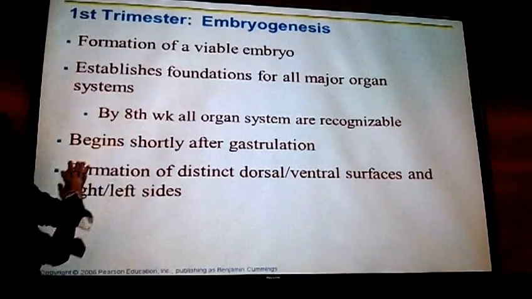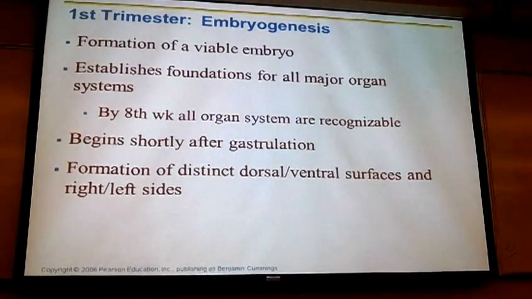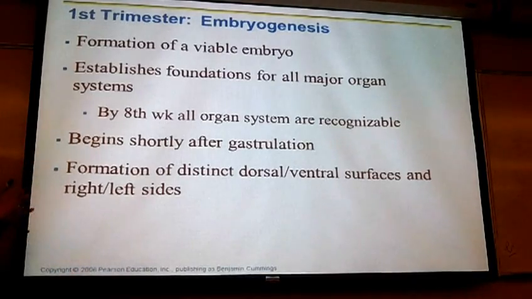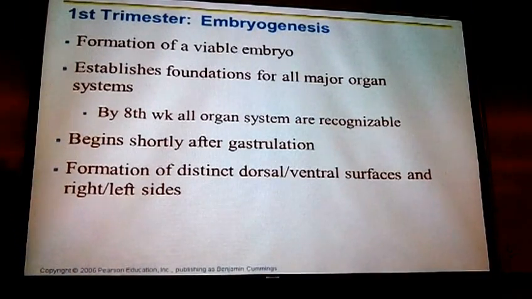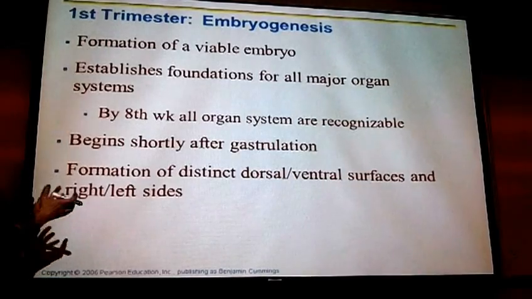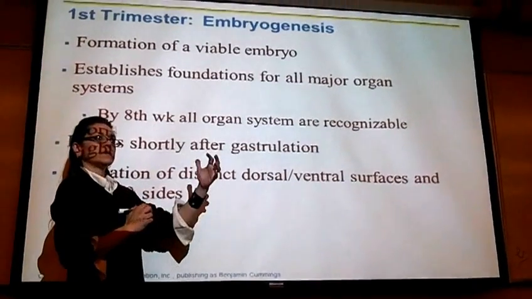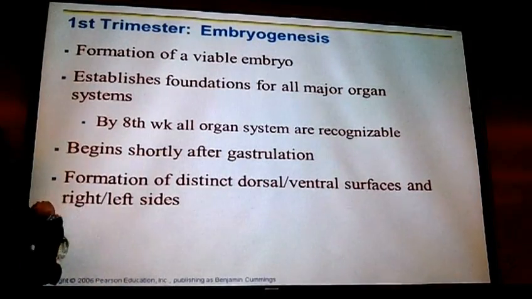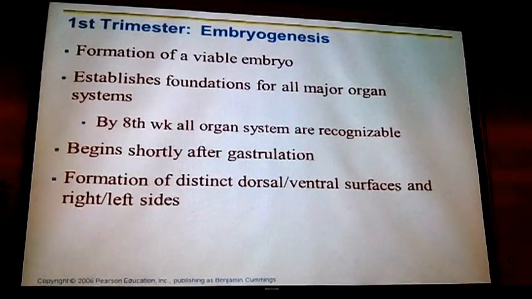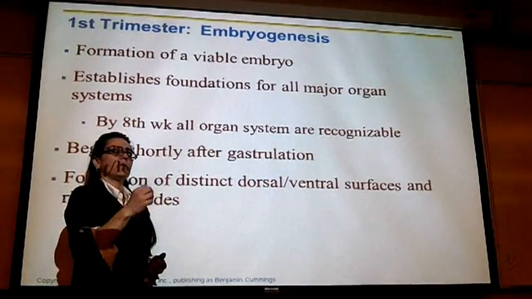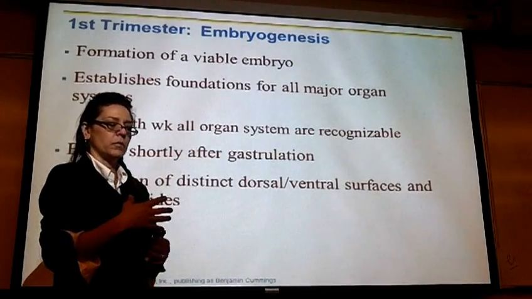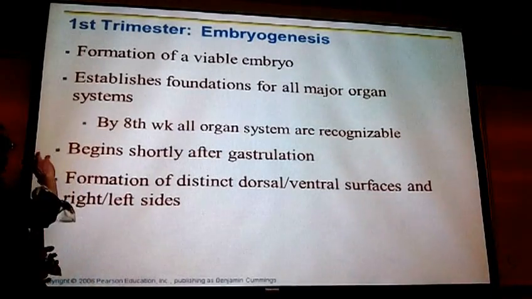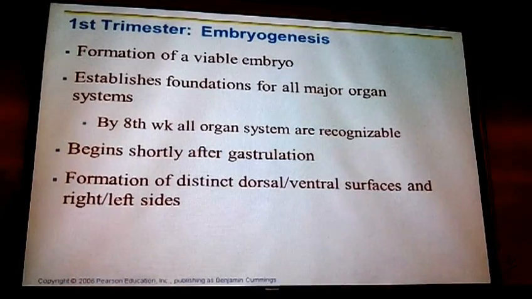By the time that you hit week 8, which is really pretty early if you think about it, your organ systems are recognizable in terms of those cells are grouped together, you've got the right genes being turned on or turned off that allow various organs and the parts of the organs to form. And this is all going to take place shortly after gastrulation. So to make an embryo, you first have to have those germ layers. You have to have the ectoderm, the mesoderm, the endoderm, and then from there, you can get groups of cells dividing, differentiating, and becoming these major organ systems or organs.